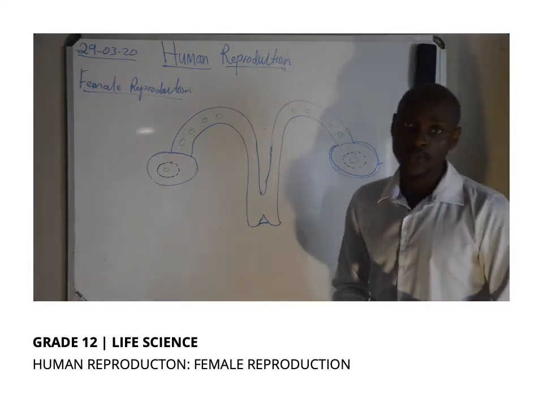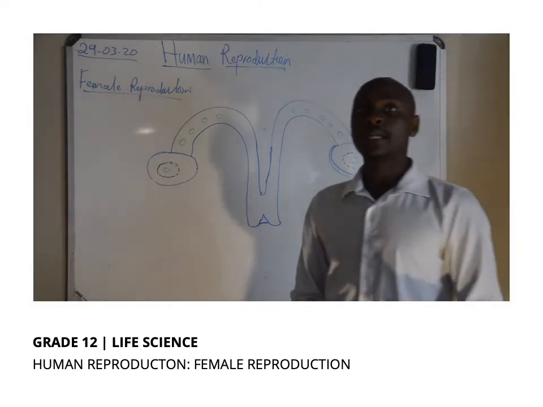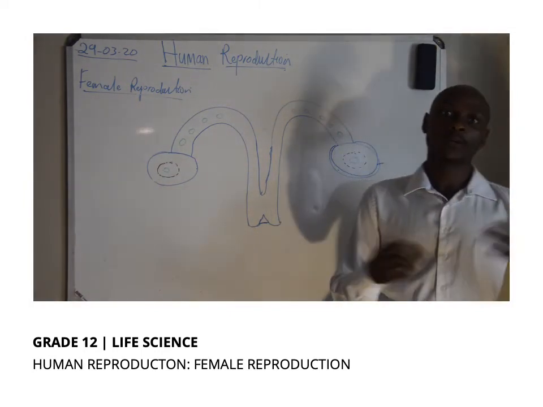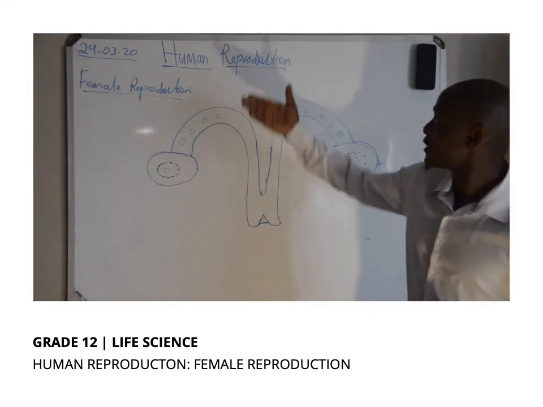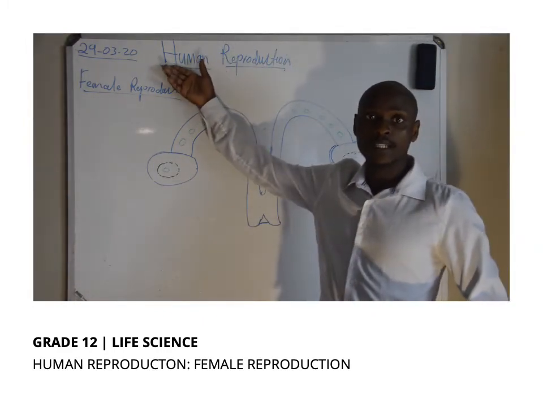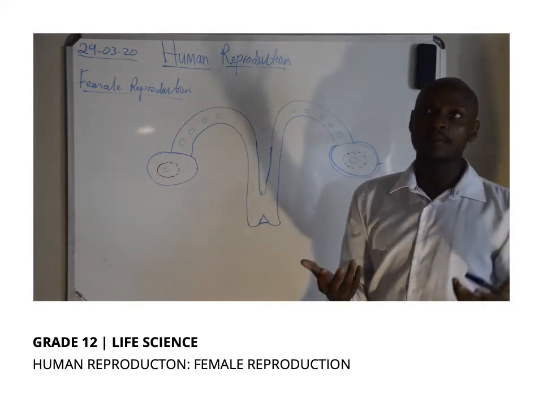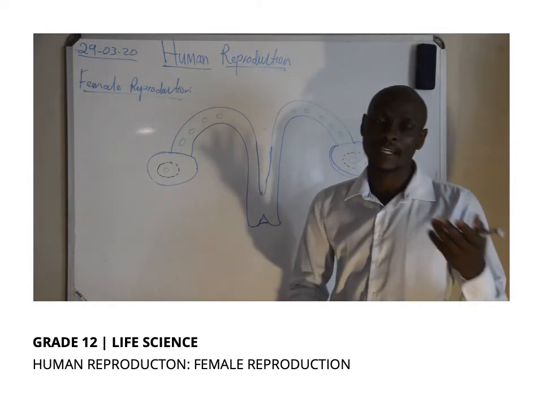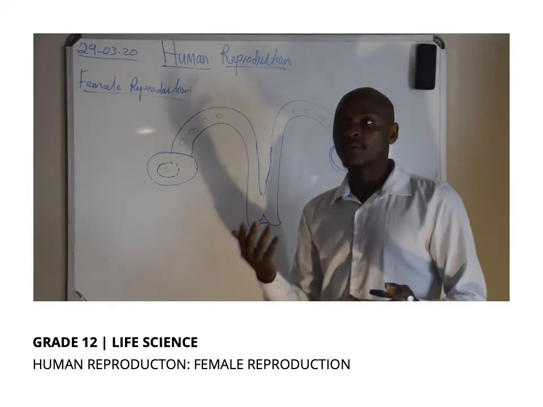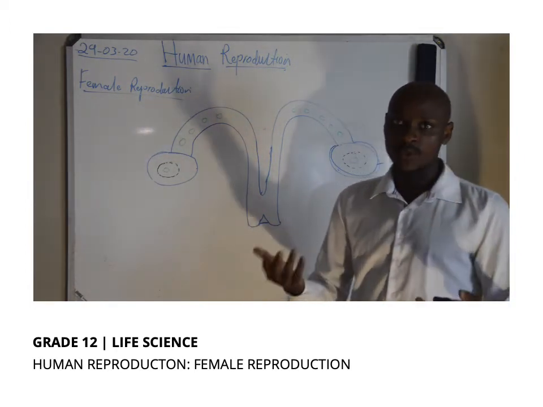Today I'll be talking to you about human reproduction. That word on its own, I think it explains itself. It's reproduction in humans. So if you want to talk about human reproduction, you have to have a female and a male. There will never be reproduction without those two.